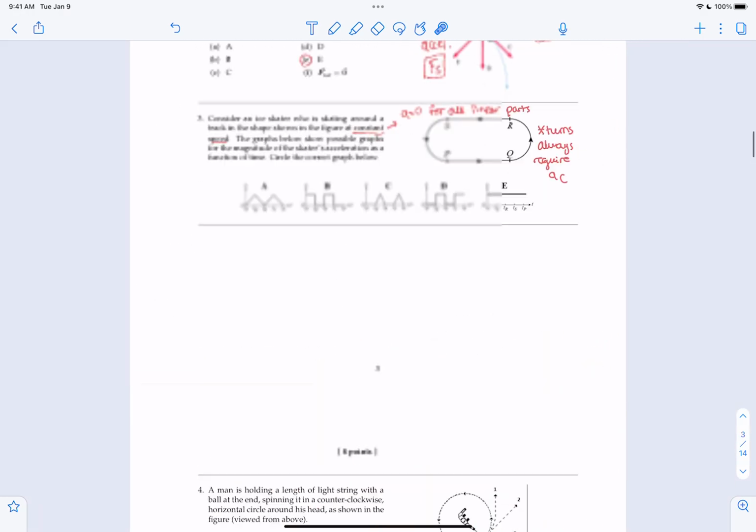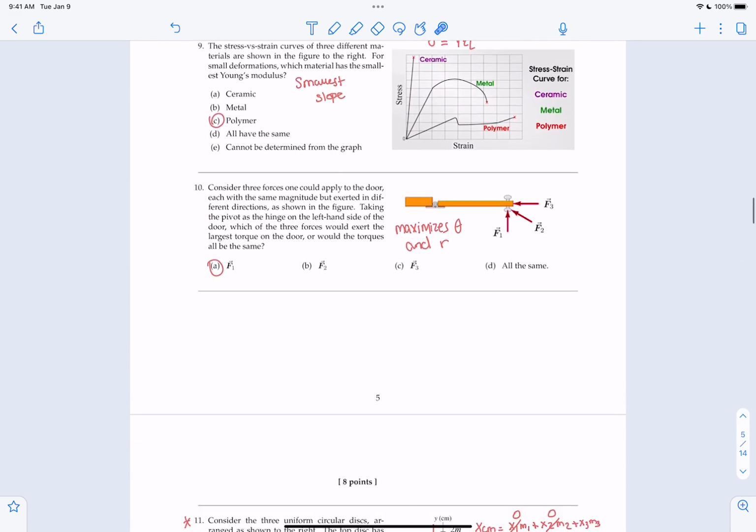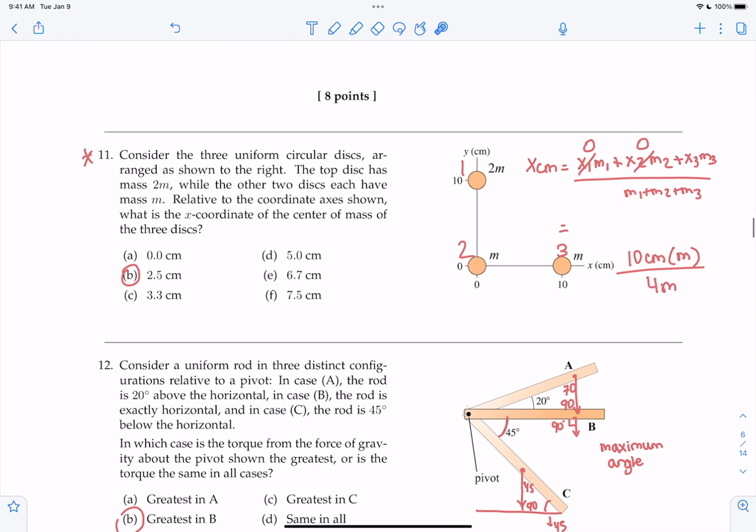Okay. I think 11 was the next one. Yeah, 11, and then 14, 16, 17. 11 is center of mass, so this is one of the ones that I wanted to go over.